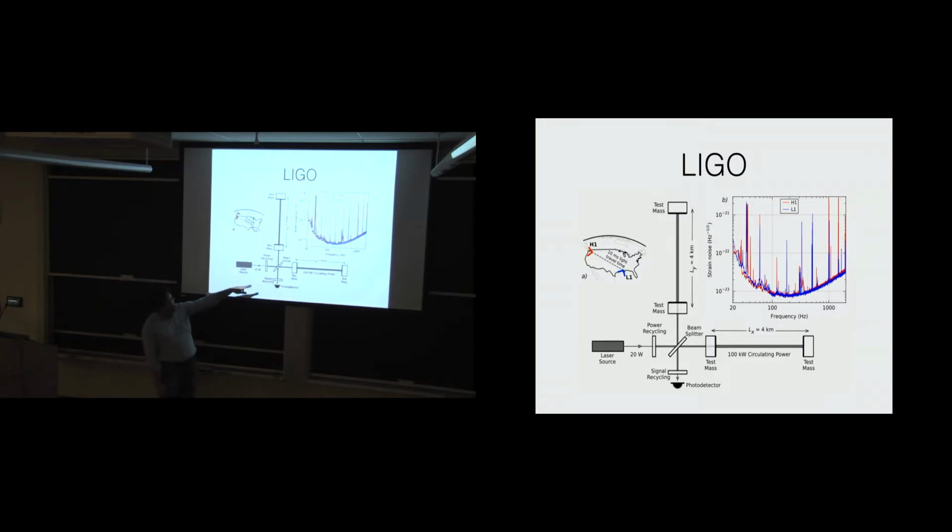At high frequencies, we just can't get enough photons out, even though we have 100 kilowatts of circulating power, so it's dominated by photon shot noise. There's photon counting. And then in the middle, we're dominated by radiation pressure noise. The laser pushes on the mirrors and jitters them around.